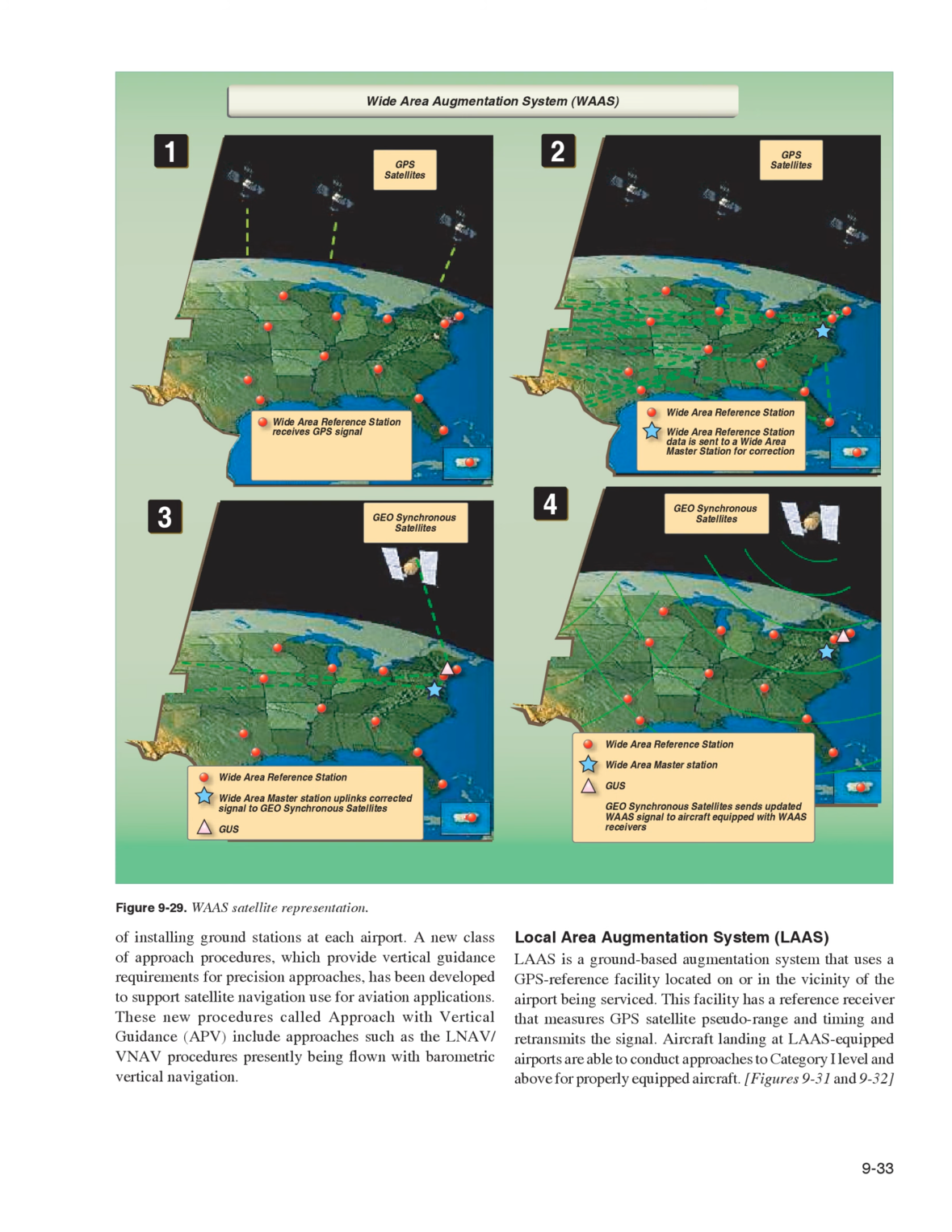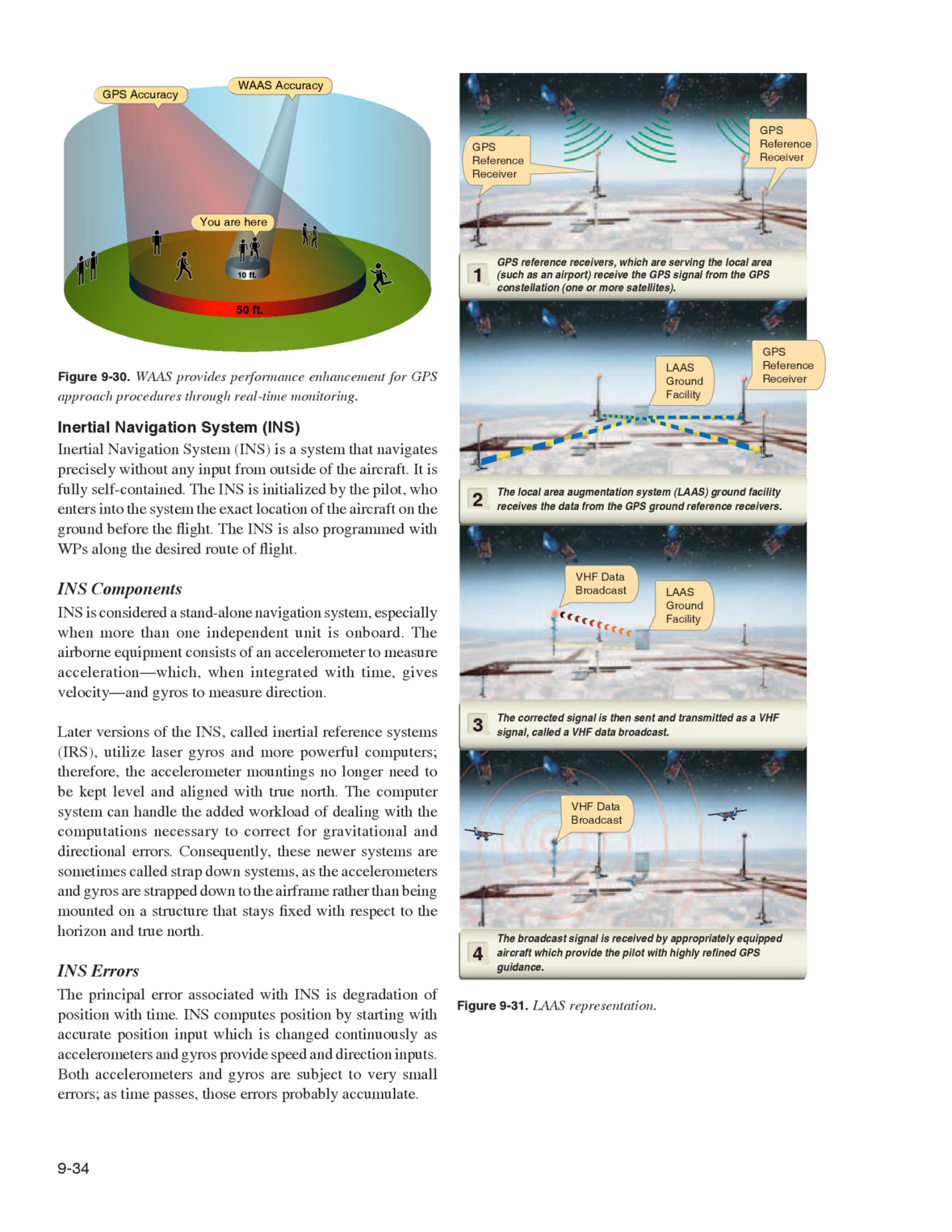LAAS representation. Local Area Augmentation System, LAAS. LAAS is a ground-based augmentation system that uses a GPS reference facility located on or in the vicinity of the airport being serviced. This facility has a reference receiver that measures GPS satellite pseudo-range and timing and retransmits the signal. Aircraft landing at LAAS-equipped airports are able to conduct approaches to Category I level and above for properly equipped aircraft. Figures 9-31 and 9-32. Figure 727B. WAAS satellite representation. Figure 930. WAAS provides performance enhancement for GPS approach procedures through real-time monitoring.